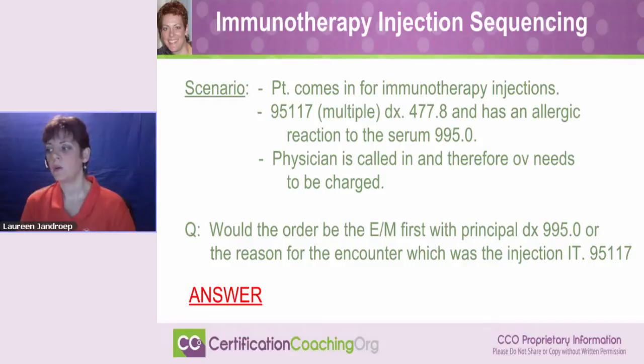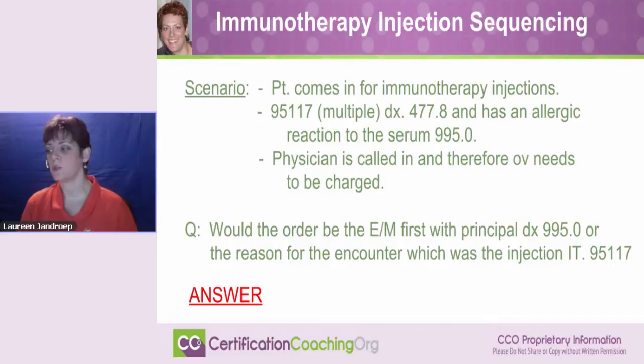The code when they're giving multiple shots is 95117, and they have a diagnosis of 477.8 and an allergic reaction, which is code 995. The physician is called in because they have a reaction. Normally they come in for allergy shots and they're fine, but they come to the office in case they have a reaction. Well, in this case, the patient did. So they had to call the physician in, and therefore an E&M service was provided.